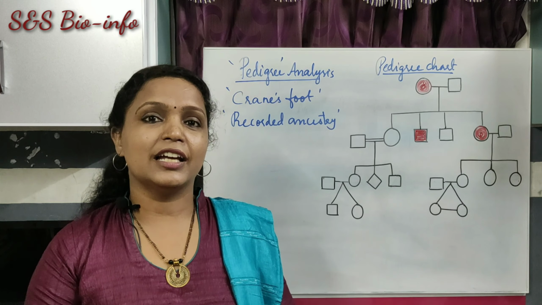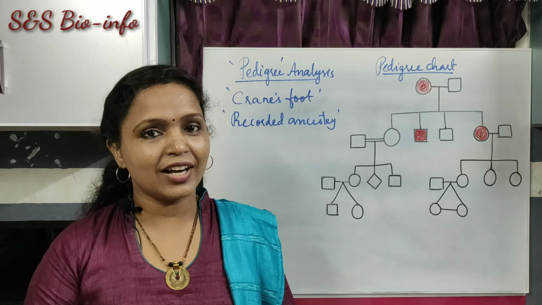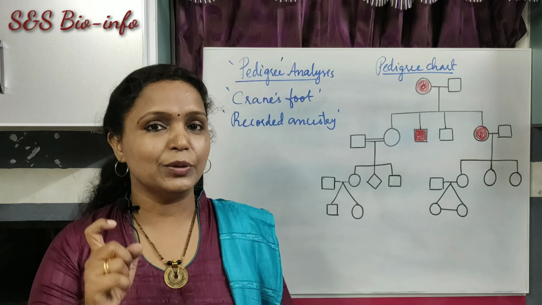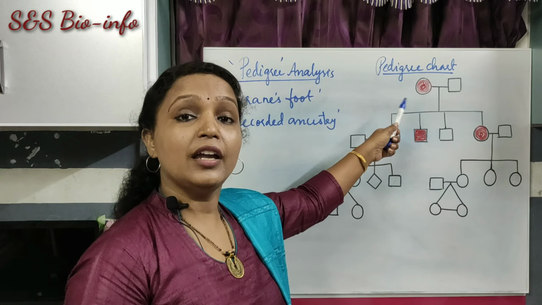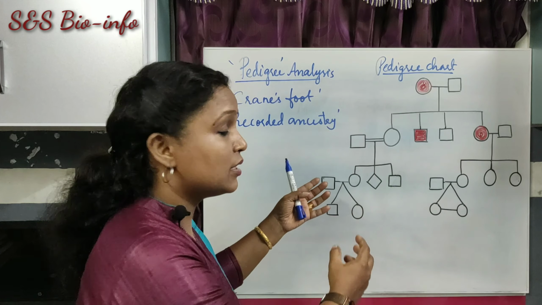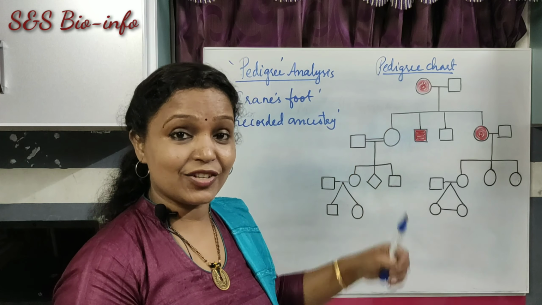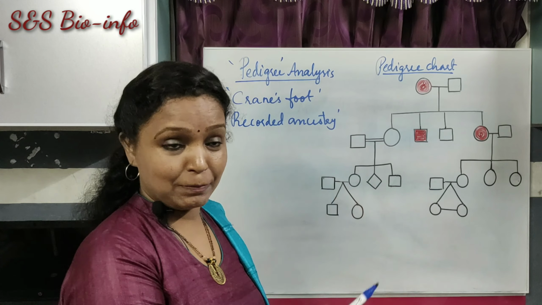To study the inheritance pattern of traits, certain symbols are used in a pedigree chart. Now let's familiarize ourselves with certain symbols that are commonly used. All of you look at the chart now. Here you can see certain circles, squares and rhombus, and some are shaded or solid. So now let's see what they represent.